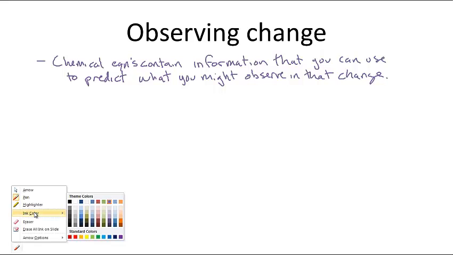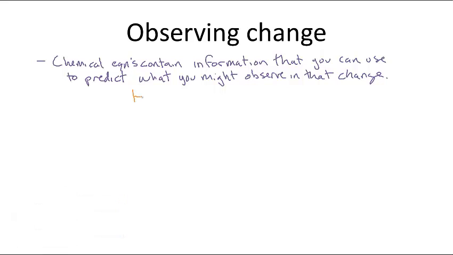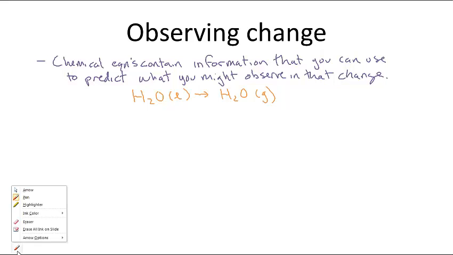So an example of this would be, if this was your chemical equation, and now this is a very simple chemical equation, but if this were your chemical equation, what would you expect to see? Well, very simply, you would expect to see a liquid turning into a gas. So you have a liquid reactant and you end up with a gaseous product. More specifically, you would expect liquid water, H2O, to boil and turn into steam. So by looking at this, you can predict what you might observe.